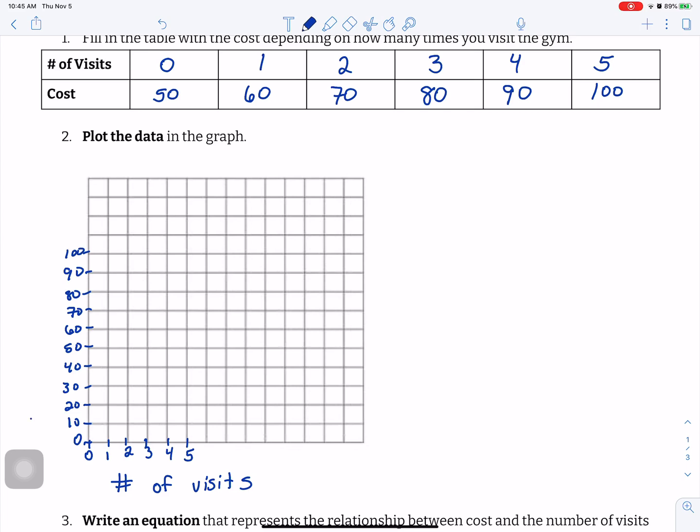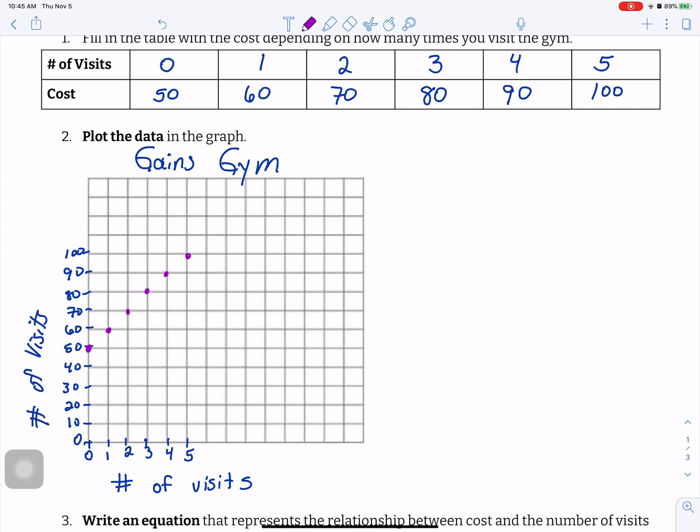And this one's number of visits. We need a title, and this one was Gaines Gym. I'm not too picky on a title, just as long as you have one. Then I'm going to switch colors just to make it easier. So 0 visits, it costs $50. And 1 visit, it costs 60, 70, 80, 90, and 100 for 5.